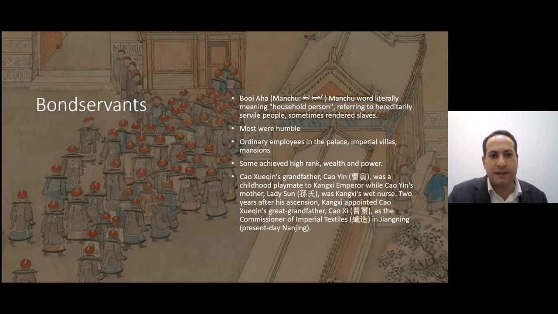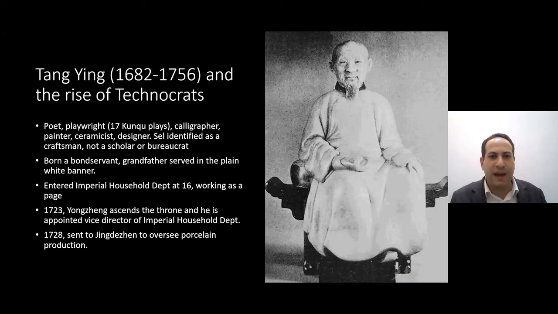Along with the bond servants and the bannermen, we have in this period the rise of technocrats, people who don't really fit the traditional Chinese idea of the scholar, literati, artist. They're multi-talented people that rise up through the ranks because of their talent. And so you have people like Tang Ying as a good example. He was a poet, a playwright. He wrote 17 plays, a calligrapher, ceramicist and designer, self-identified as a craftsman, not a scholar bureaucrat.